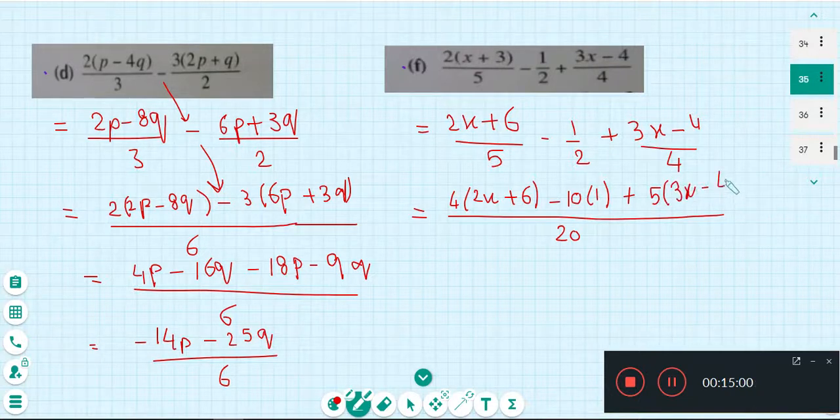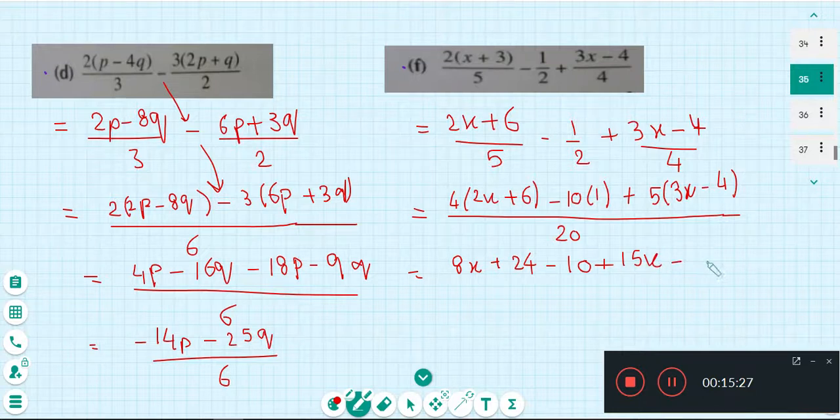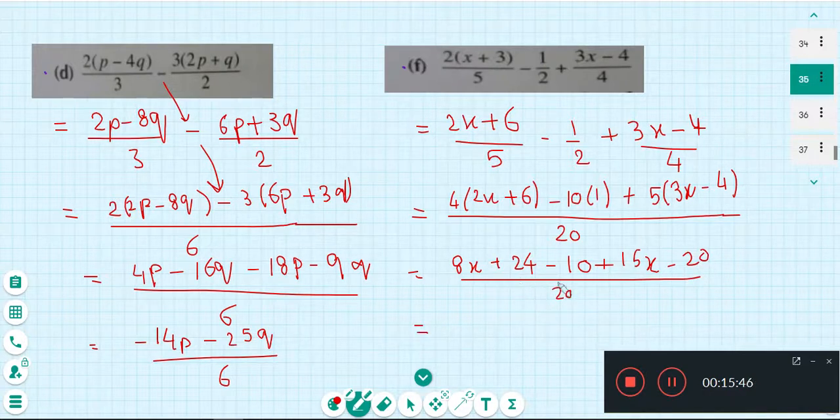Now opening the brackets, 4 into 2x gives you 8x. 4 6s are 24. Minus 10 into 1 gives you minus 10. Plus 5 into 3x, 15x. And plus 5 into minus 4 is minus 20 over 20. Now adding or subtracting the like terms, 8x plus 15x gives you 23x, and 24 minus 10, 14, and 14 minus 20, minus 6 over 20. So this is the final answer of part F.